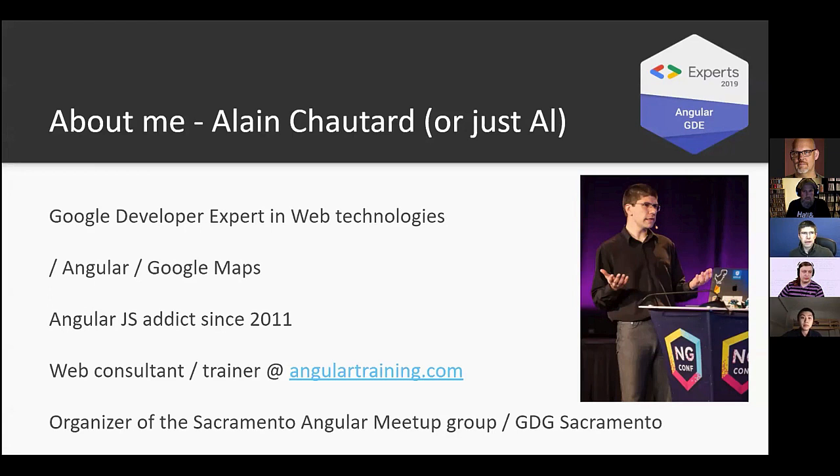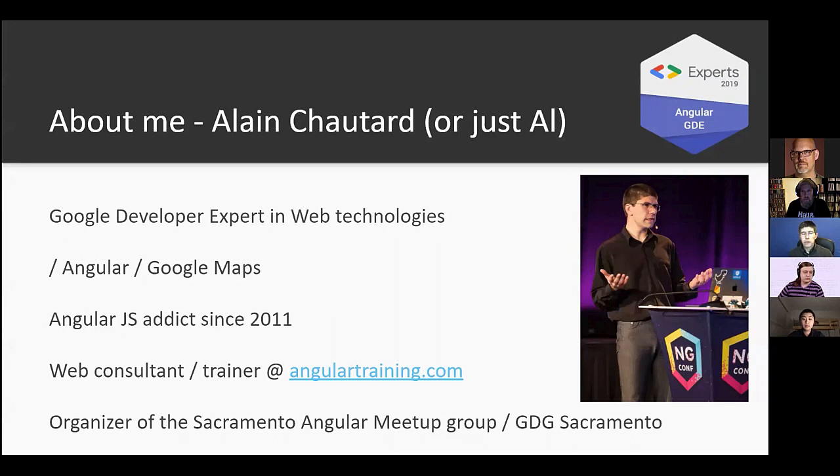So my name is Alain. I'm a Google developer expert in web technologies, more specifically Angular and Google Maps. And I've been working on the web for quite a while now. So started with AngularJS back in 2011. So that's 10 years this year. Wow, that's a lot. And what I do for a living is basically consulting, training, mentoring, teaching around Angular. And I have my own website for that, which is angulartraining.com.